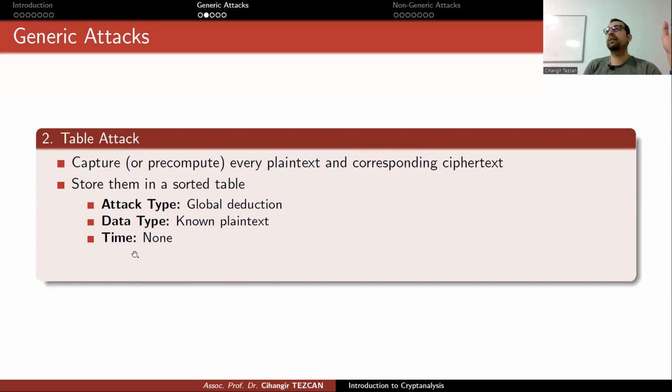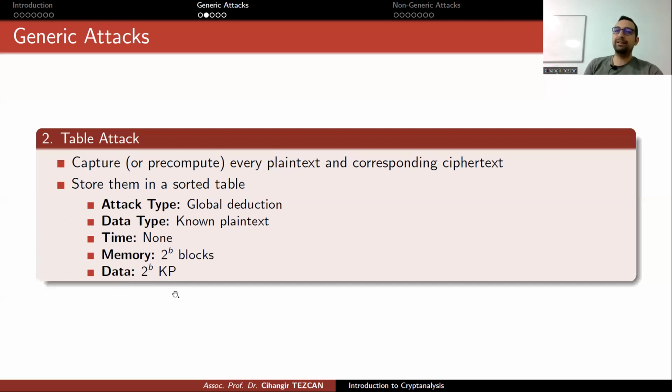Time, negligible, because if I sort it, I can simply find it in a binary search way, so I can easily find the corresponding value. Memory, I need to store 2^b blocks in memory, right? Data, I need to capture 2^b. Here, b is the block size, of course in terms of bits. So I need to capture every possible plaintext, which is 2^b. So saying that it is non-plaintext actually makes no sense. I need the whole codebook, okay?